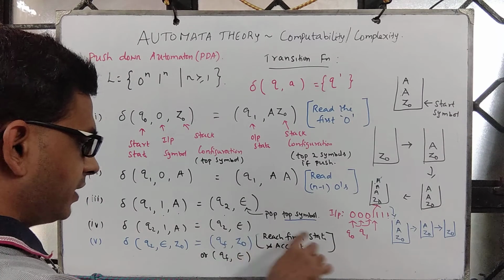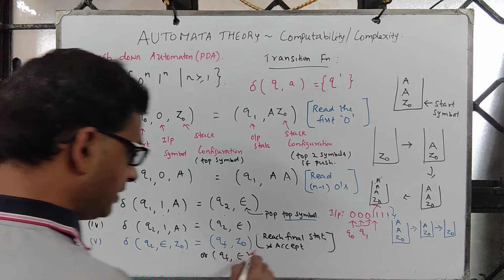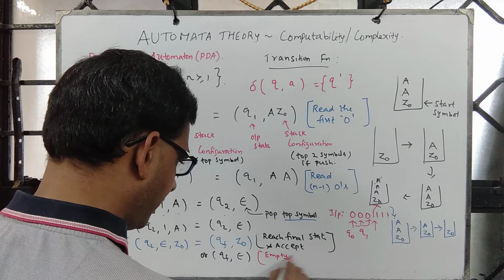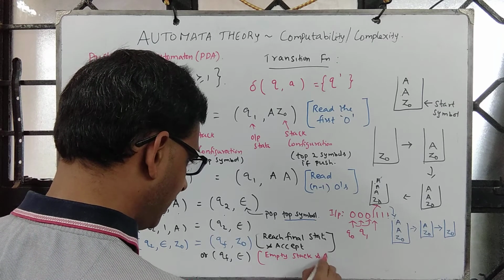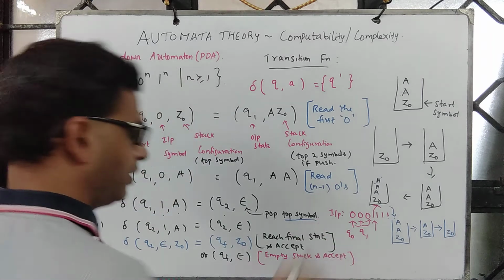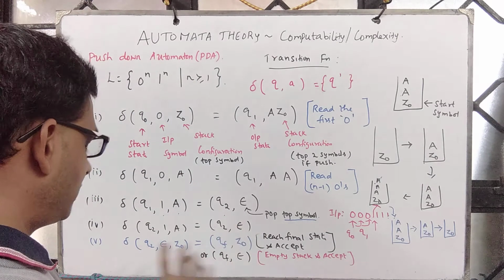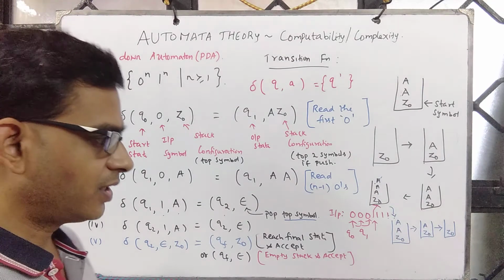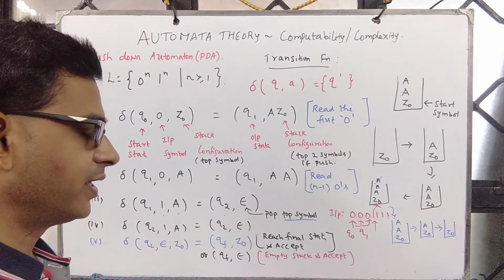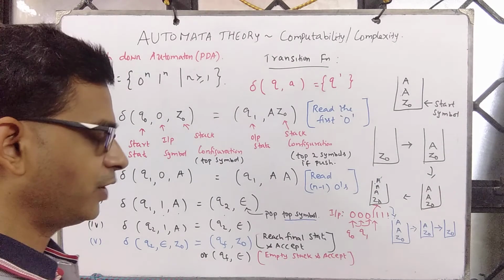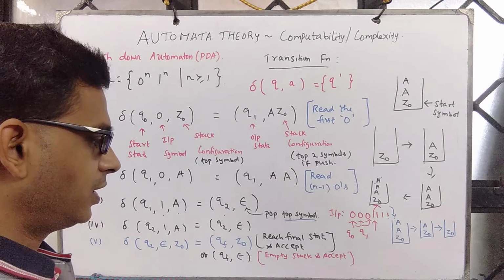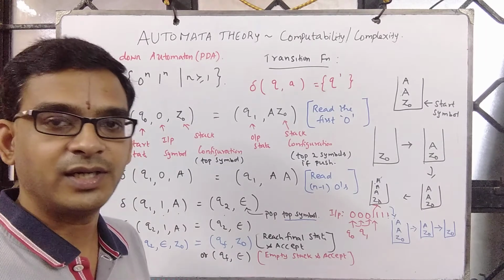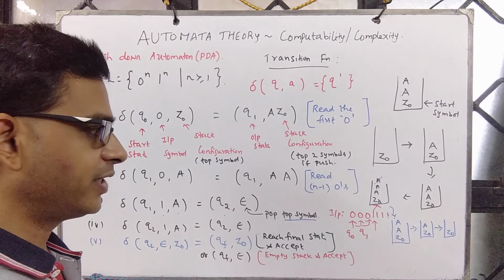So one says you reach the final state and accept. This says you also empty the stack and accept. But irrespective of this, we know when we are at this stage, we have seen n number of zeros followed by n number of ones. So for every 0 there is one corresponding 1. That's very important. For every 0 there is one corresponding 1.